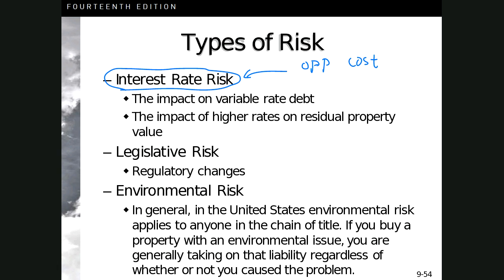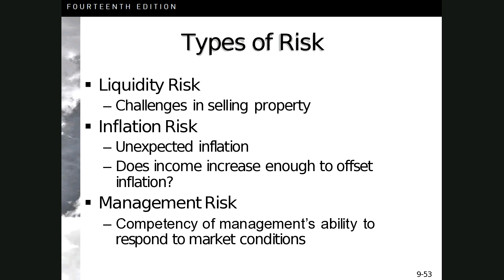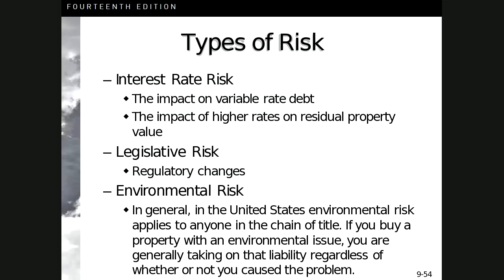So typically, the impact on the variable rate debt, first of all: if you are taking on the debt or the mortgage as a floating rate, remember we have ARM, and that comes back into your financial risk and what kind of debt structure you're having. It could also impact residential property value. Why is that? Why is the interest rate affecting residential property value?